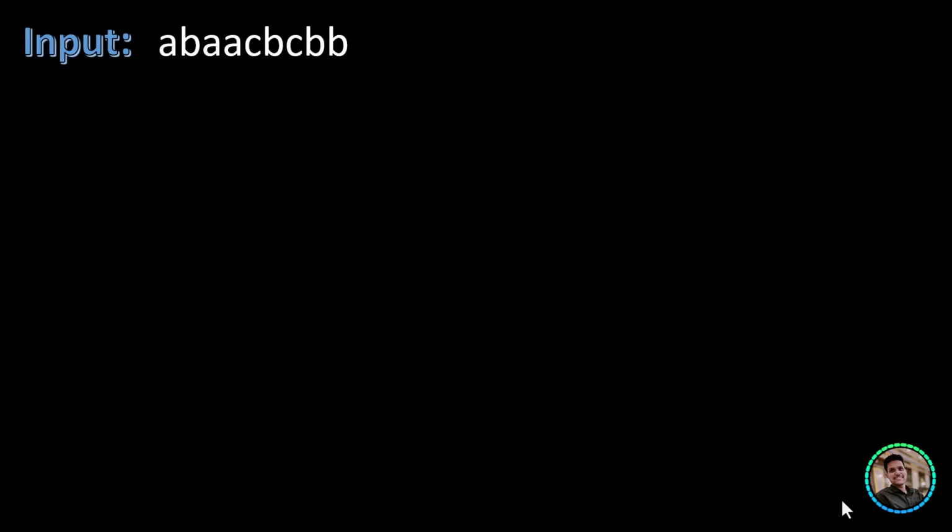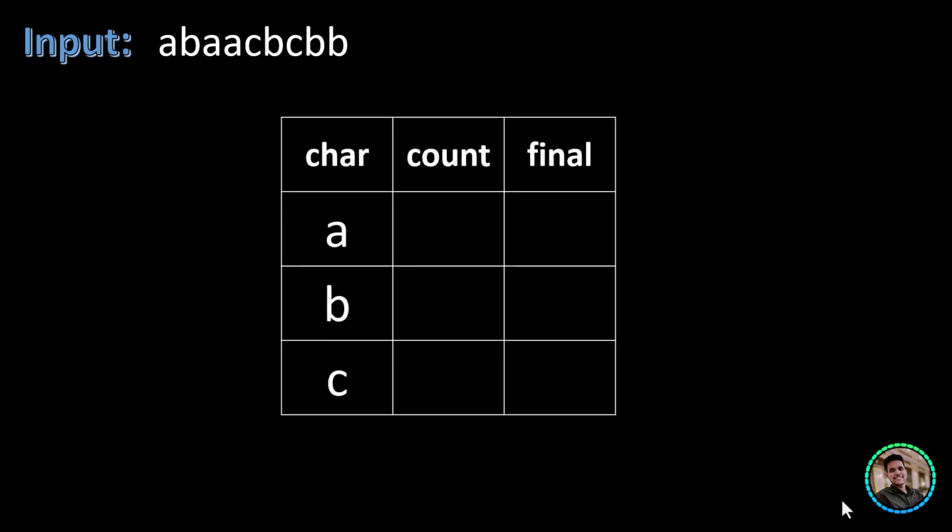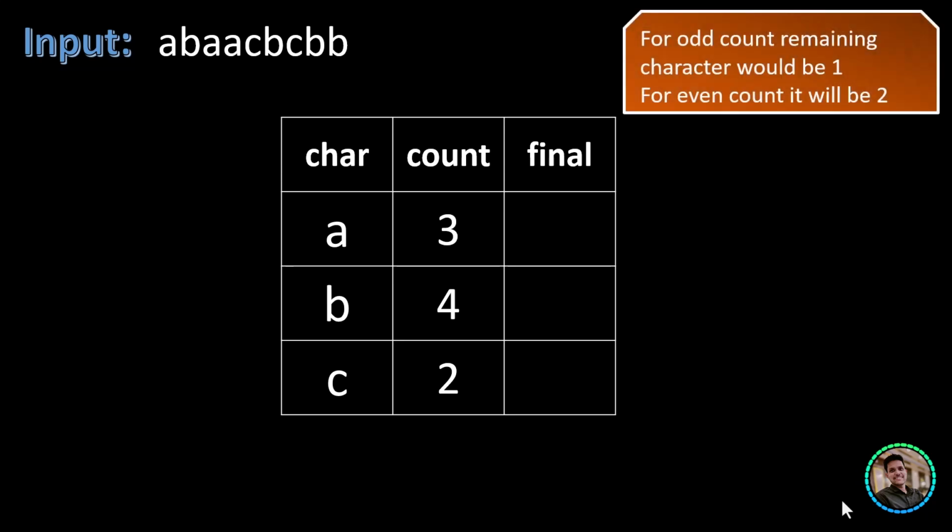The initial input has 3 characters: A, B and C. Let's create a table where we have characters, the count, and the final remaining character count that we will have after the operations. So the count of each character is 3, 4, 2. There are 3 A's, 4 B's and 2 C's. We know that for odd count, the remaining character would be 1. For even, it will be 2.